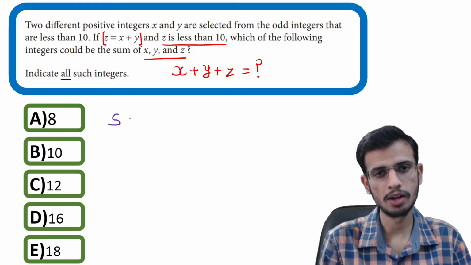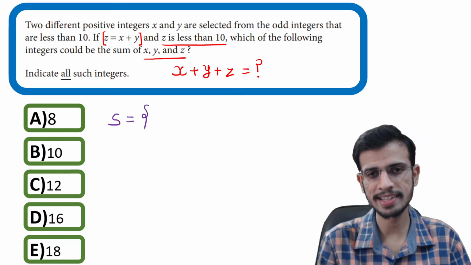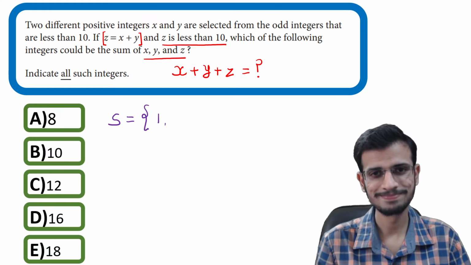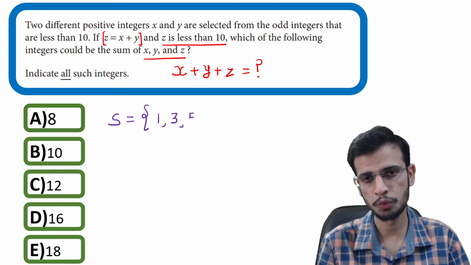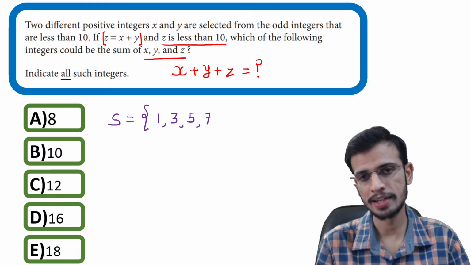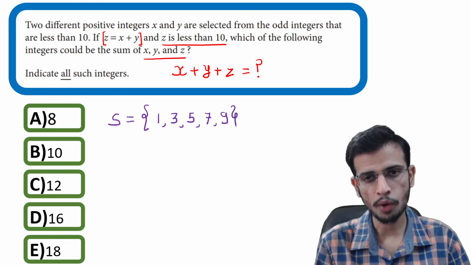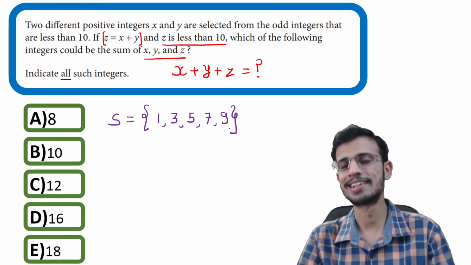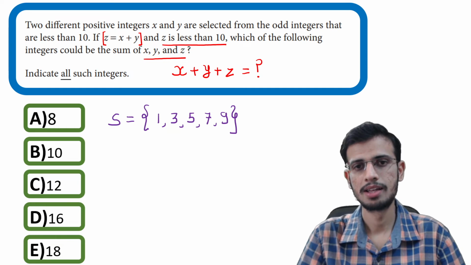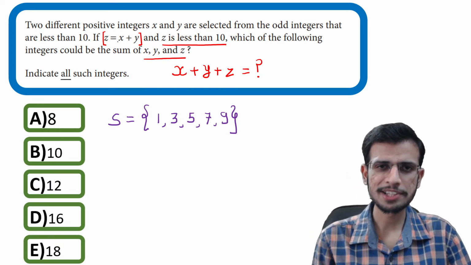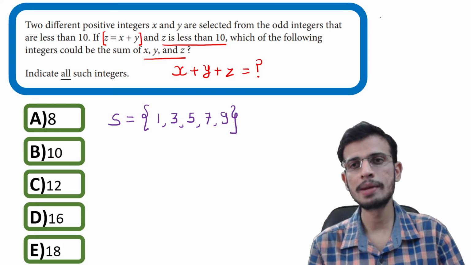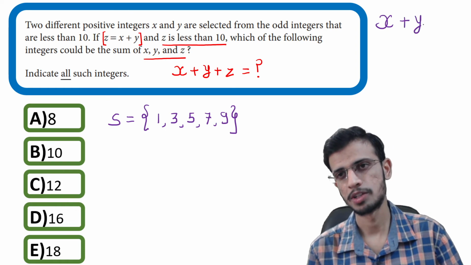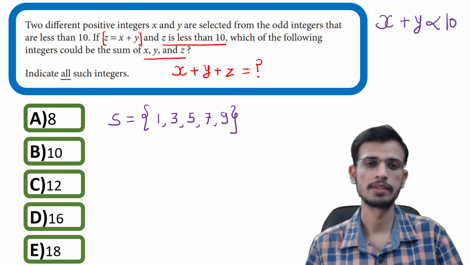Yes, we can write all these integers in this set: 1, 3, 5, 7 and 9. So there are 5 possible odd integers. And we have to make sure the sum of x and y should be less than 10, not equal to 10.